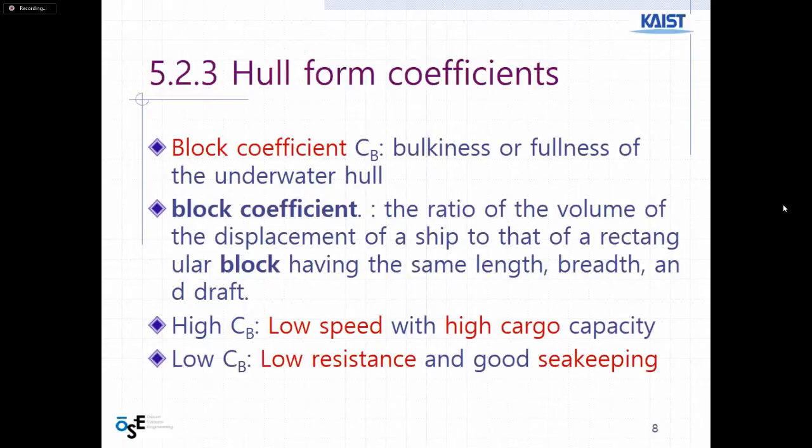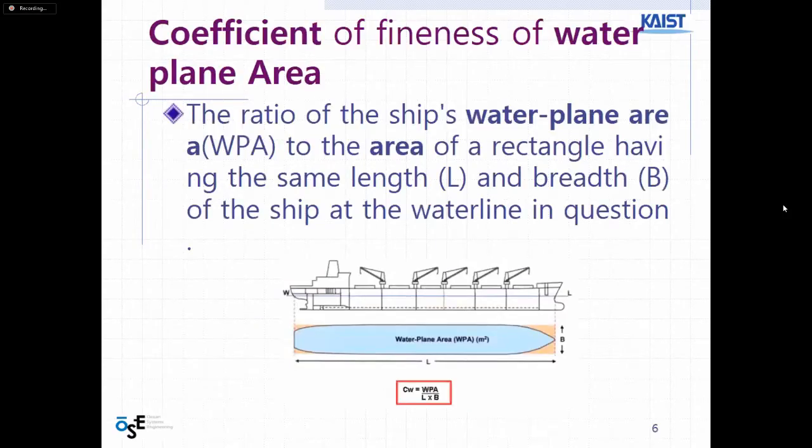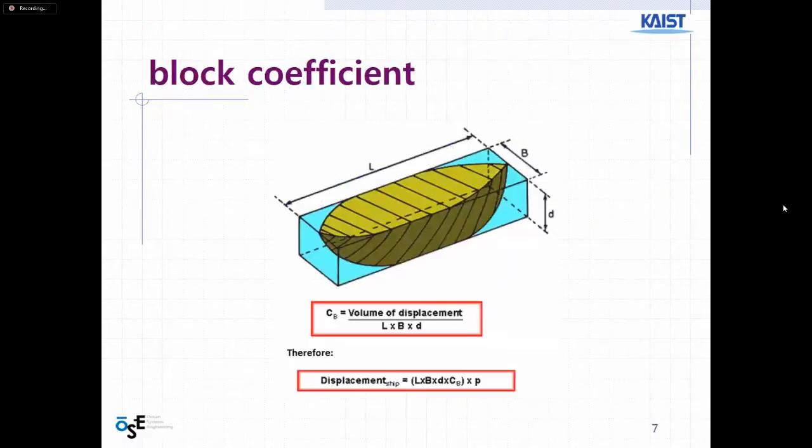And those ships that have a high block coefficient will have lower speed, but they can have higher cargo, and vice versa if they have a lower block coefficient. So basically, the block coefficient is concerned with the volume, but the coefficient of fineness of water plane area is concerned with the area. And this is basically the shape of it, as you can see. So you get the rectangular block, and it has the same length, same width, and same height as the ship.